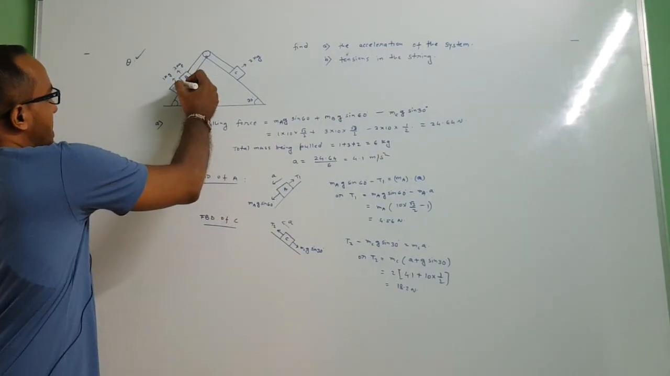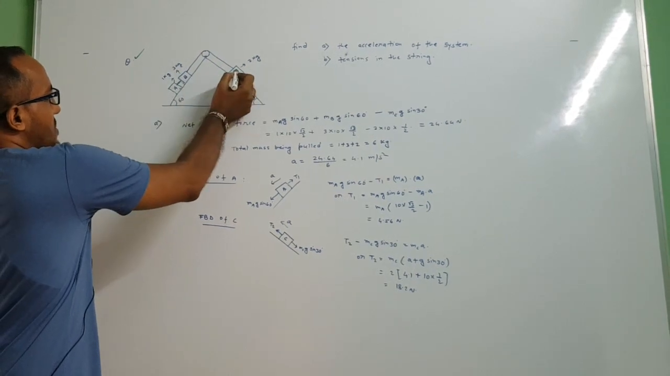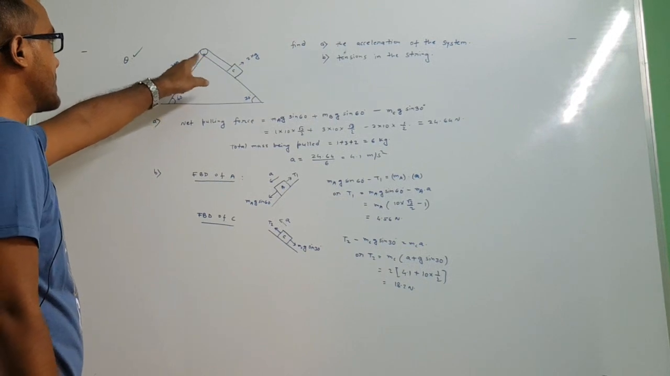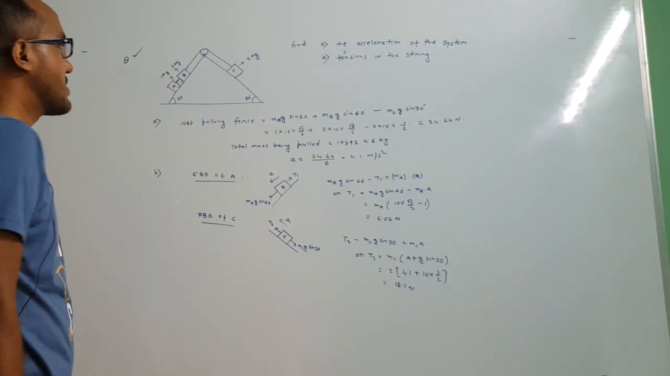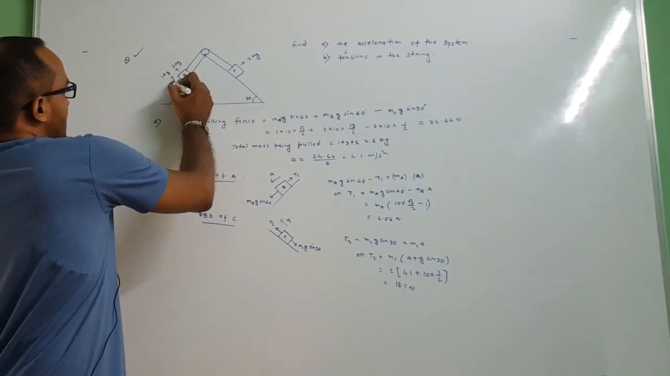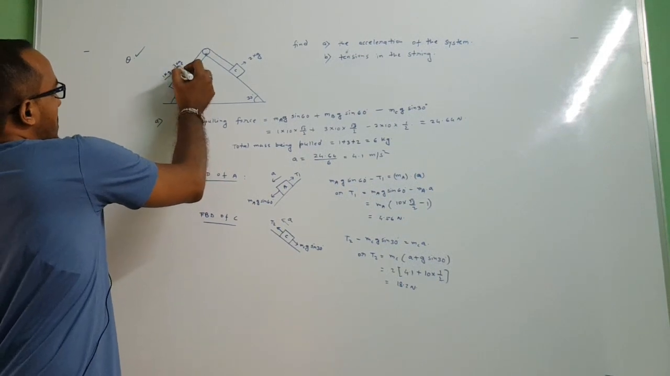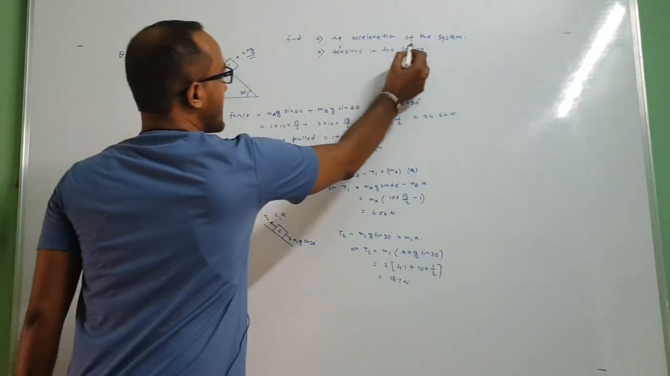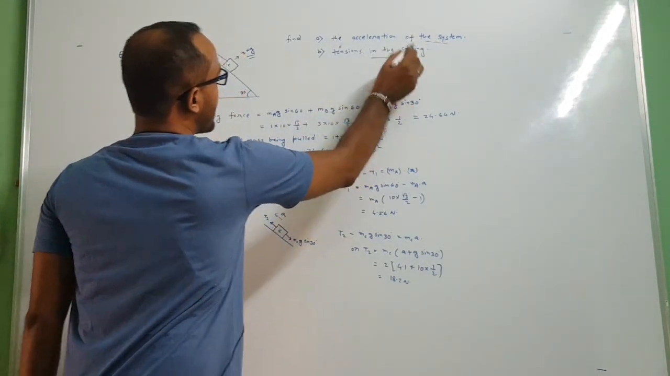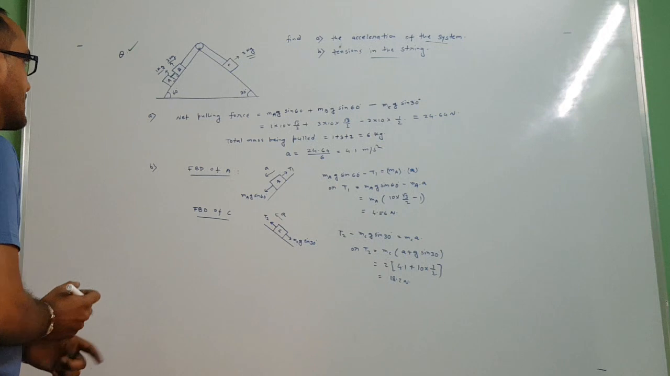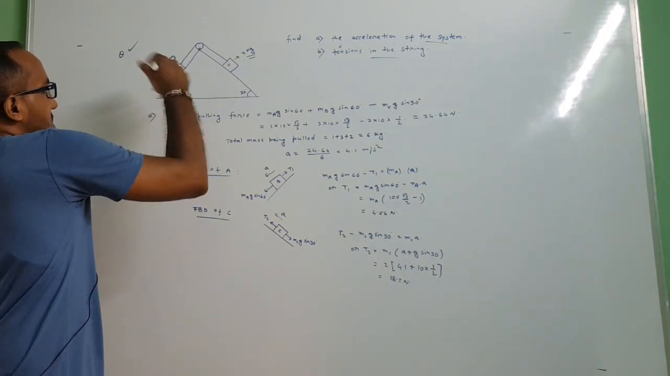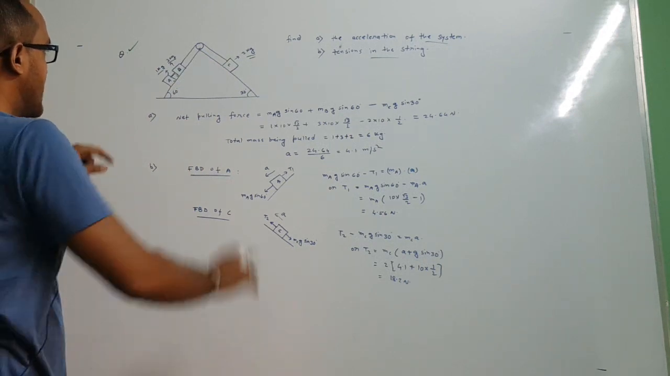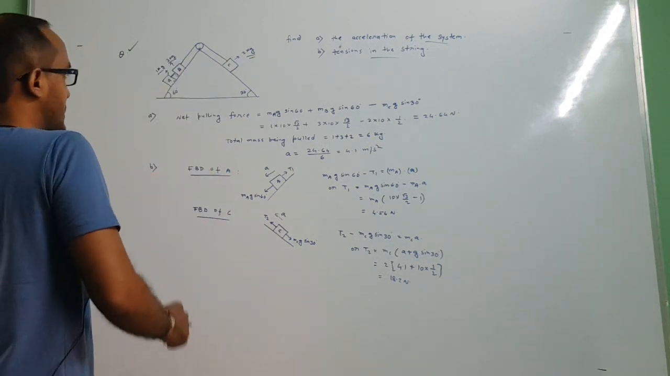Here two blocks are attached with a string to another block C over a pulley. The pulley and the strings are massless and frictionless. Block A has mass 1 kg, block B has 3 kg, and block C has 2 kg. The question is to find the acceleration of the system and the tension in the string. As the strings are massless and frictionless, the acceleration can be assumed to be the same for all the objects.